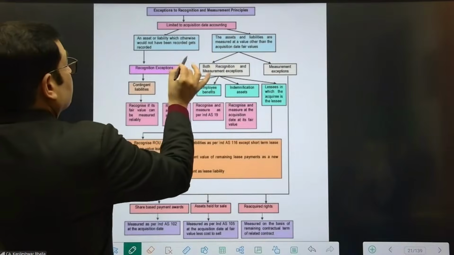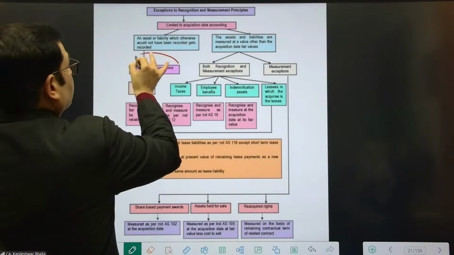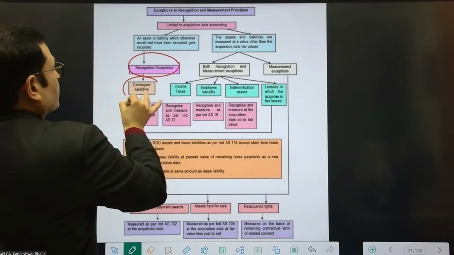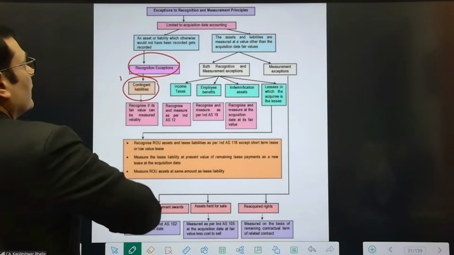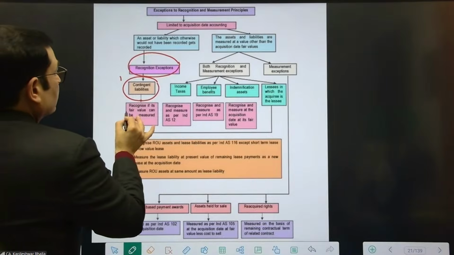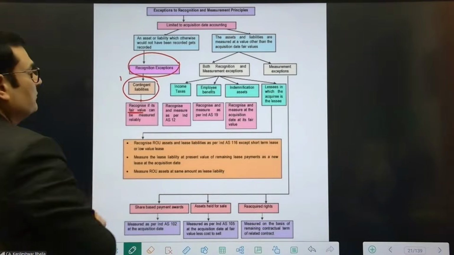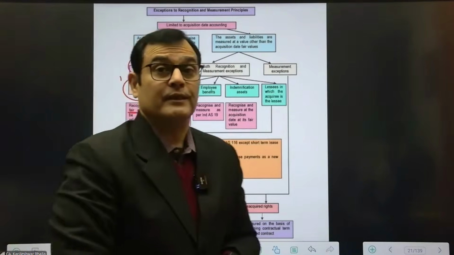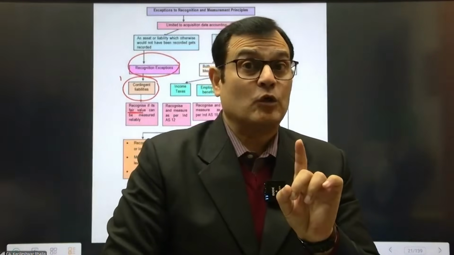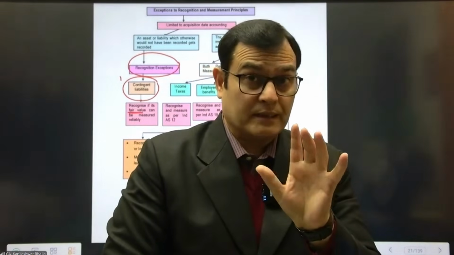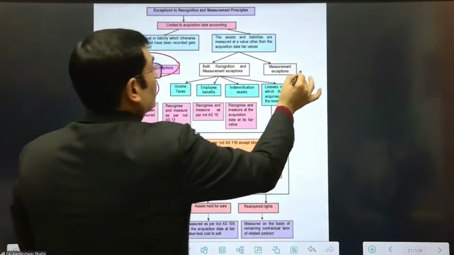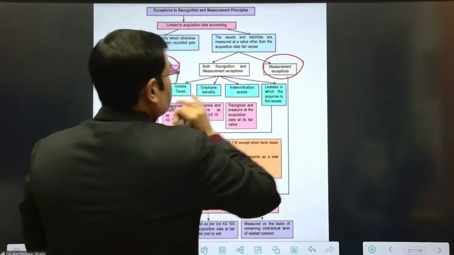So we decided that there are recognition exceptions, and the only recognition exception is the contingent liability, where we need to consider whether the fair value can be measured reliably. I'll go into a little more detail on this contingent liability. We'll discuss this. Then we can see that there are measurement exceptions.